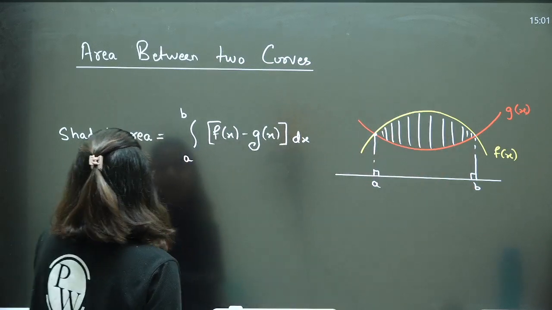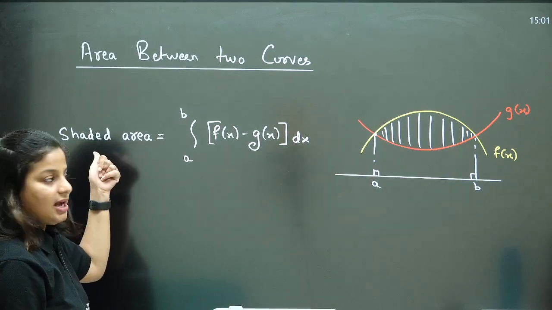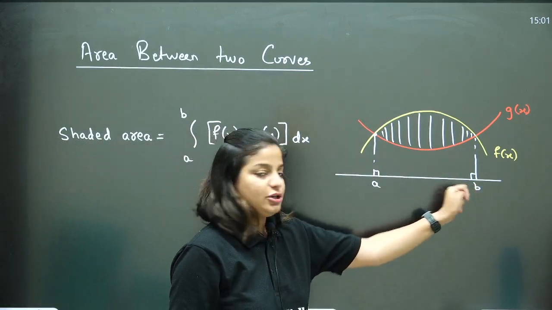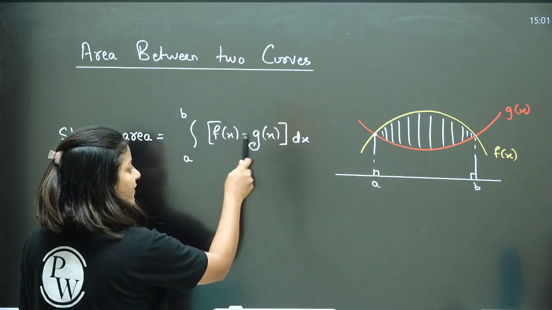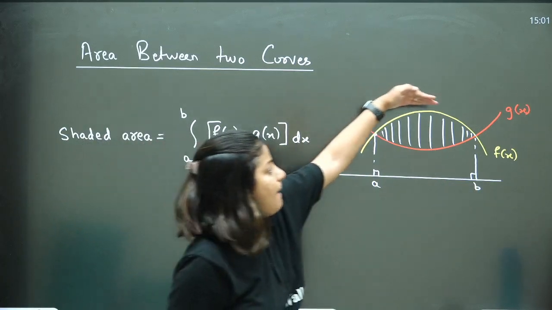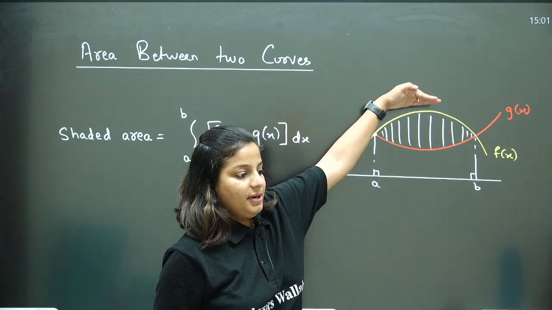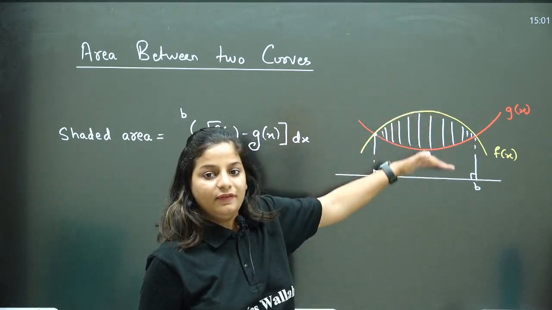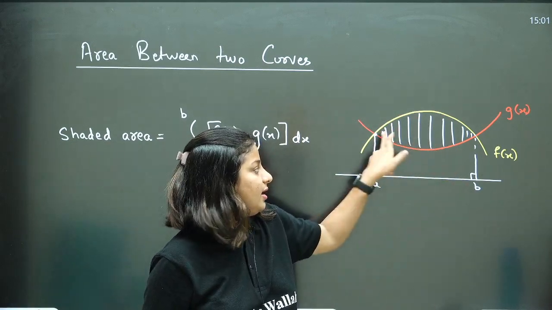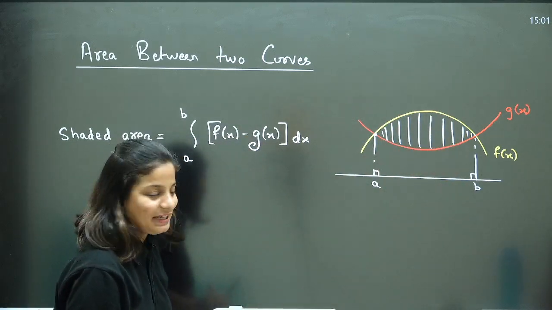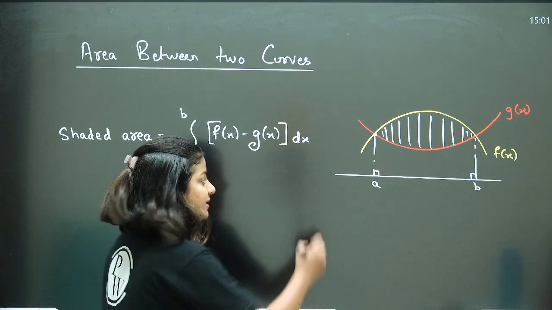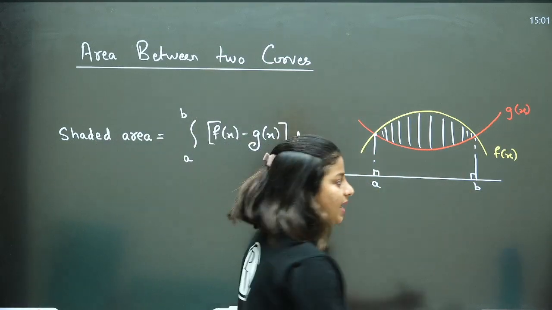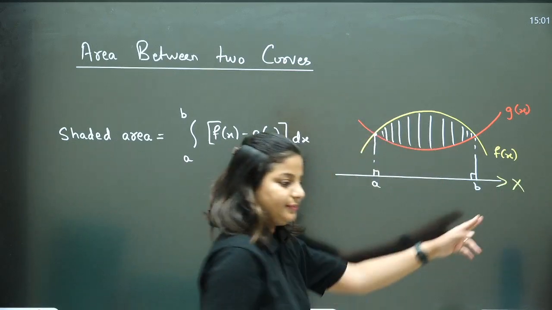What to do? The formula for the shaded area, the white area, from point A to B, is f of x minus g of x. The upper curve minus the lower curve. The upper curve will give me the entire area, the lower curve will give me this area. So from the full area, I subtract the lower area to get the middle area, the required area. f of x minus g of x dx. Why dx? Because the limit is on the x-axis. The x-axis is not visible, but it is there.